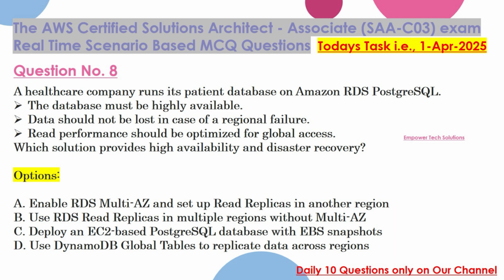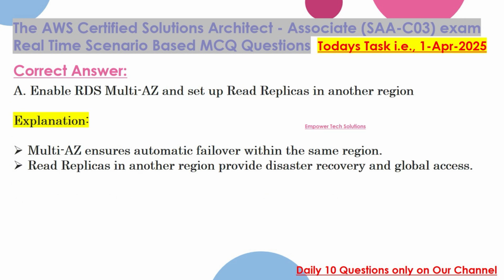Options: A. Enable RDS Multi-AZ and set up read replicas in another region. B. Use RDS read replicas in multiple regions without Multi-AZ. C. Deploy an EC2-based PostgreSQL database with EBS snapshots. D. Use DynamoDB global tables to replicate data across regions. Correct answer: A. Enable RDS Multi-AZ and set up read replicas in another region.